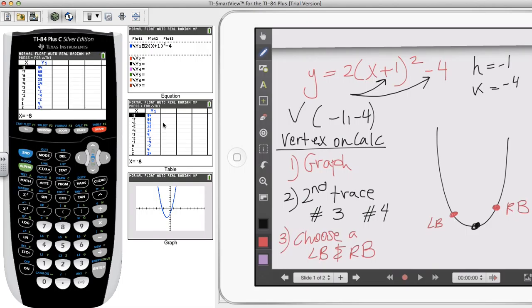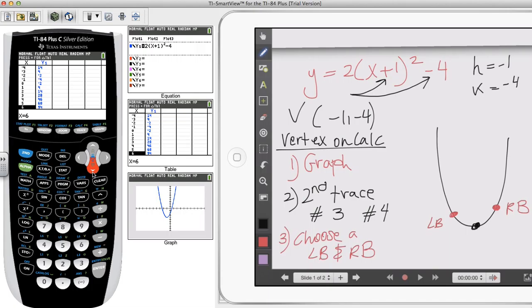Now, by looking at my table, I'm looking for the x-intercept. So I want to look at the points having a y of 0. Can you find it? I can't find it. So probably my x-intercepts are not pretty points. So what do I do in this case?